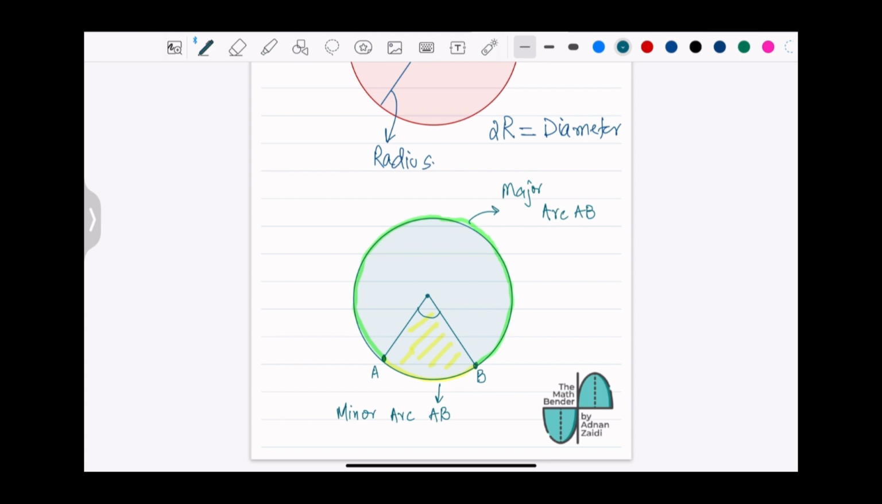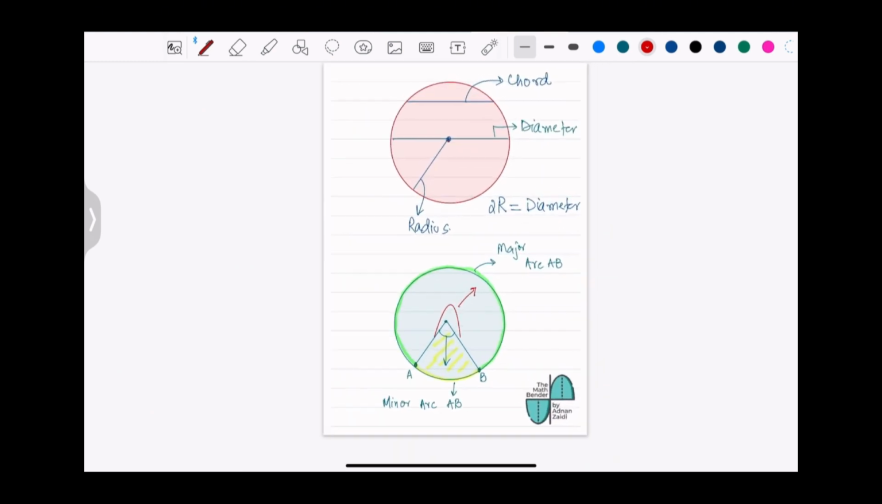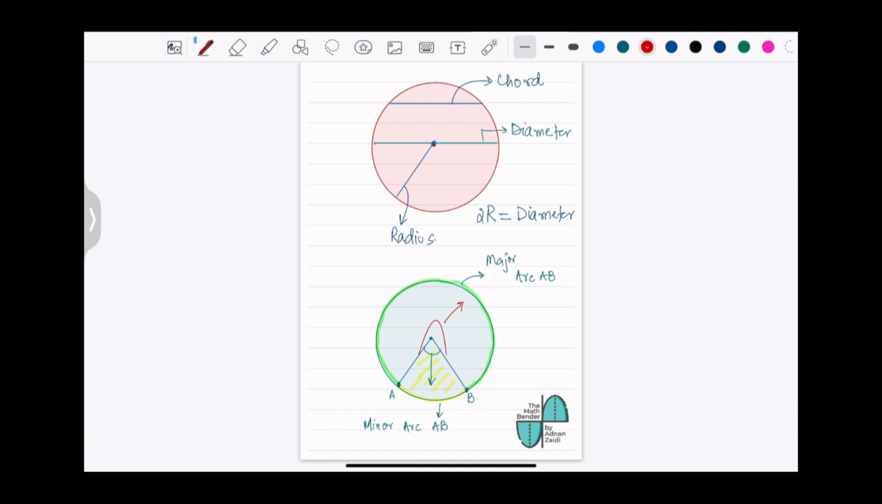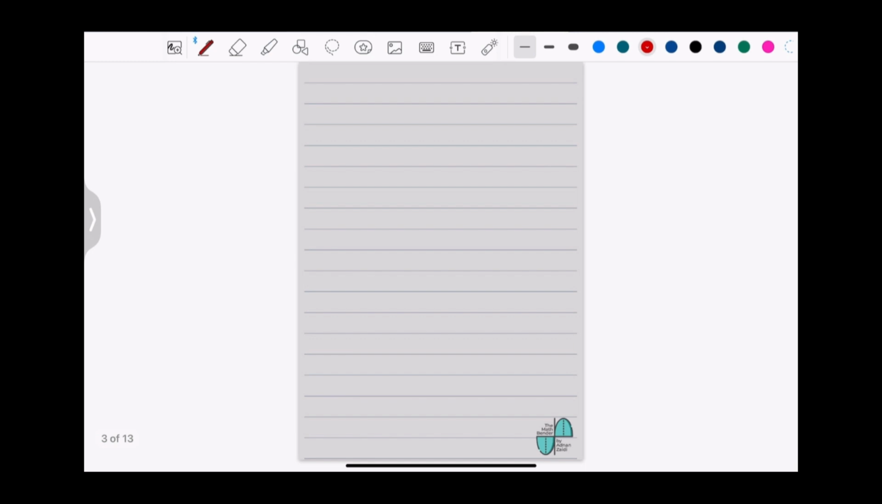This angle here is facing this arc AB, and the other angle, 360 minus that angle, is facing the major arc, so we call them major angle and minor angle as well. Depending on whichever arc they are facing, we name them accordingly. So from now on I will be using these terminologies in order to explain the theorems. Now let's see what we have here.